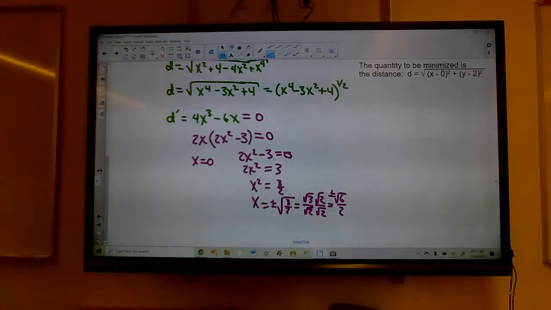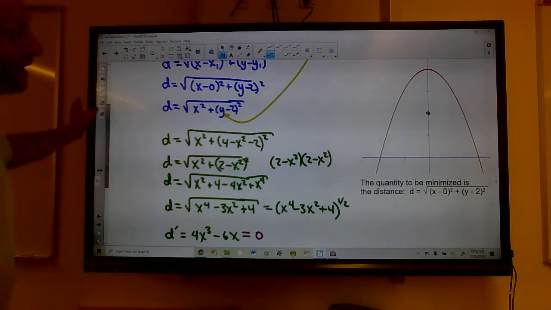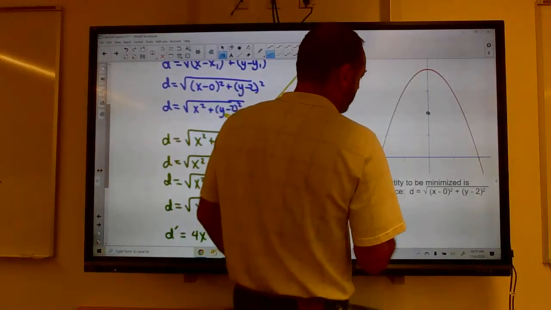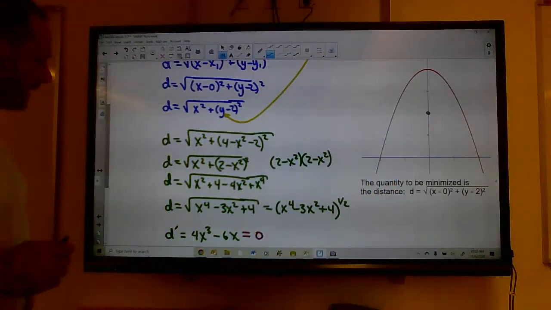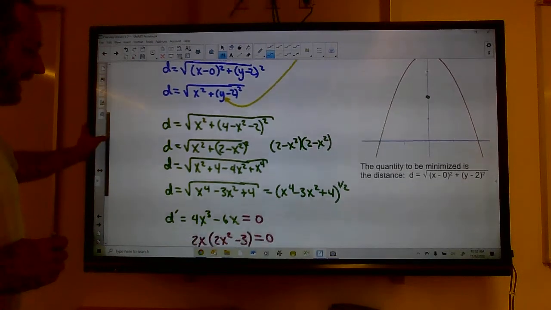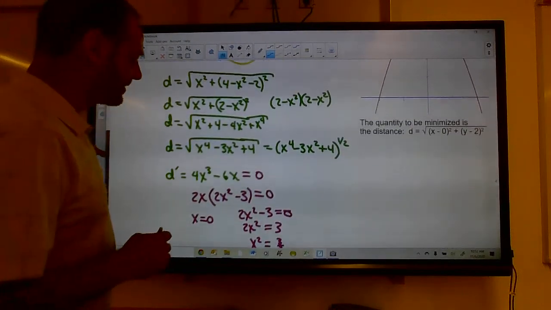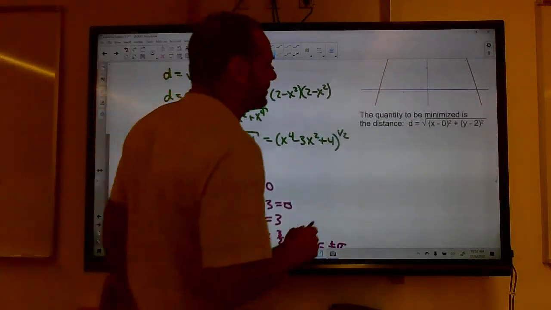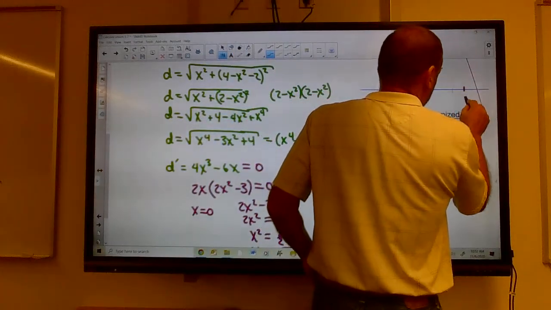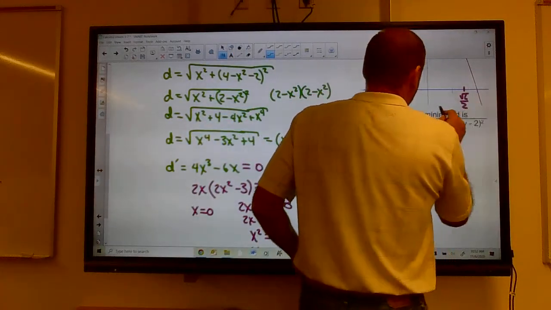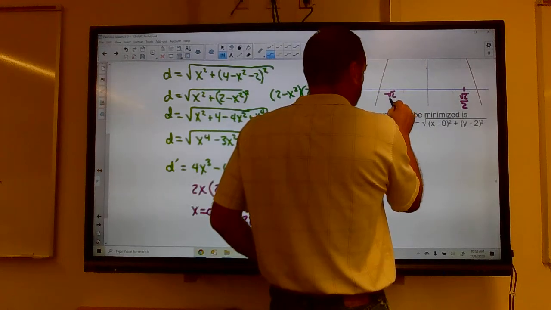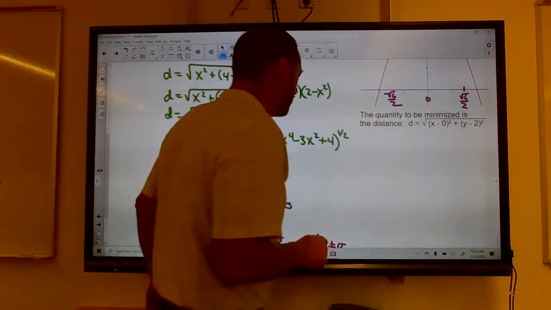Okay, so again, I get to throw out the negative one because it doesn't make any sense. Oh, no, I don't on this one because my graph is going to be both positive and negative. Okay, so I have 3 possible points. I've got square root of 6 over 2, which is going to be right about here, and negative square root of 6 over 2, which is going to be right about here. And I got 0 in the middle.